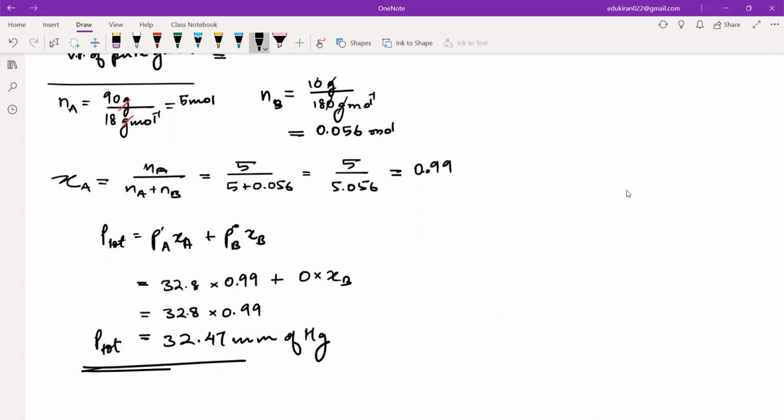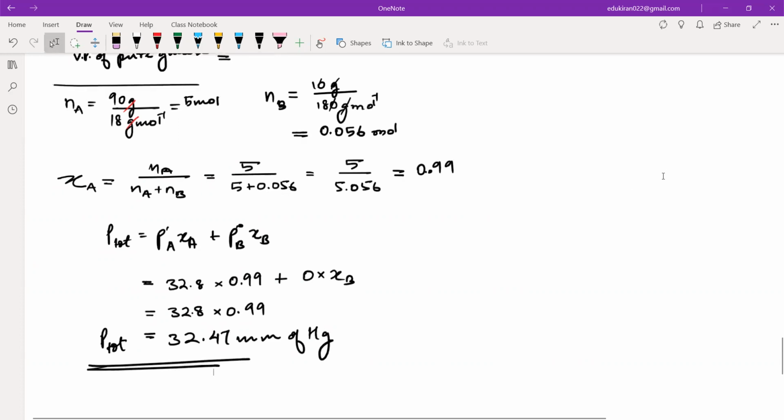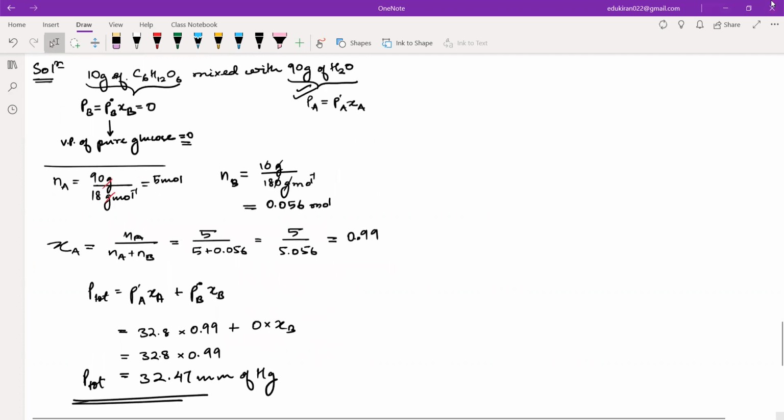Write this down. All of you understood this question? Yes or no? Okay, understood. So you understood the concept of vapor pressure and Raoult's law today, and also, most importantly, boiling point.